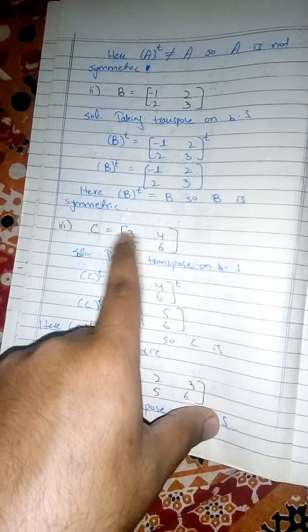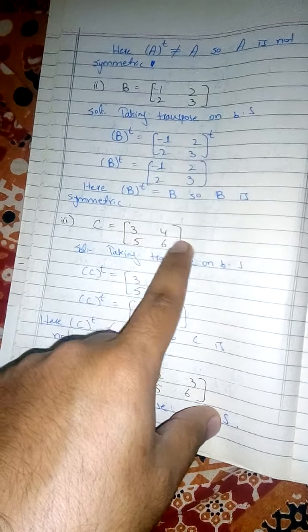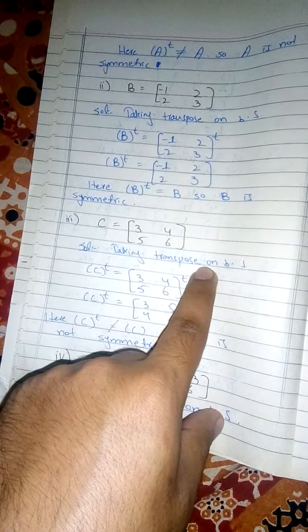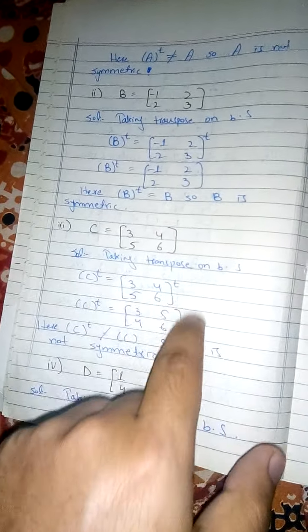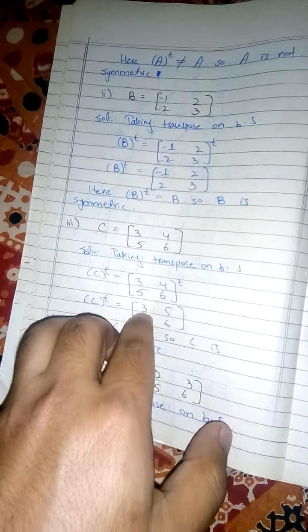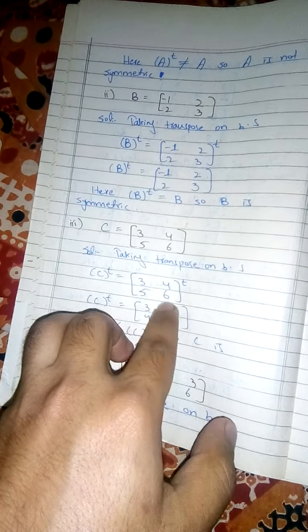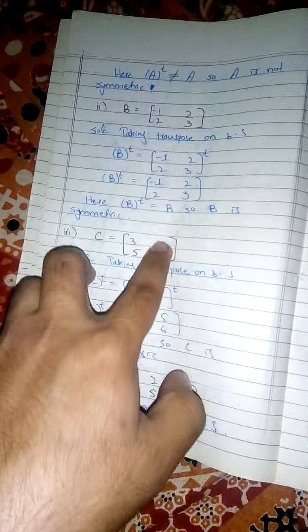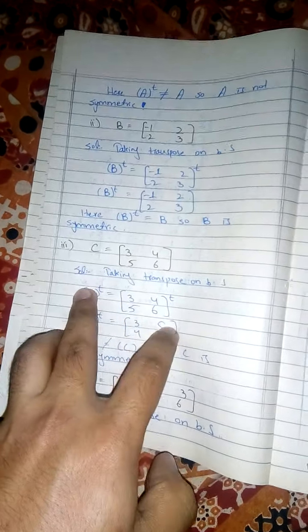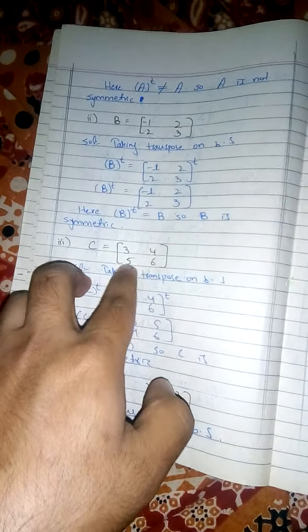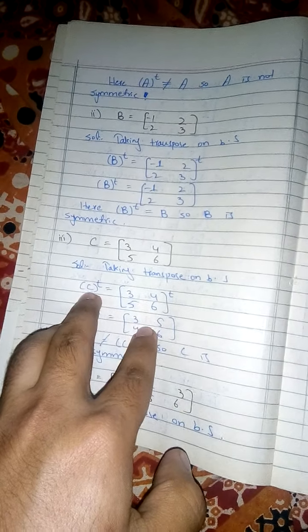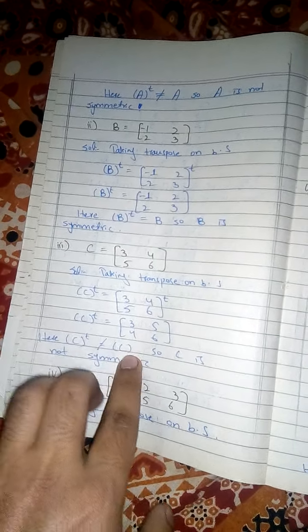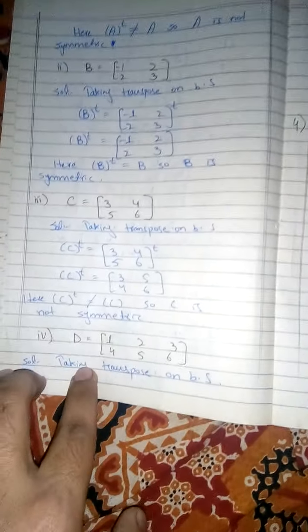If you look at the third part, here we have a matrix C. We will apply transpose on both sides, and when we solve it, this 3, 4 will convert into the first column and 5, 6 will convert into the second column. So now if you see the original and the solution, 3, 4, 5, 6 and 3, 5, 4, 6, these are not the same, so C transpose is not equal to C, so C is not a symmetric matrix.